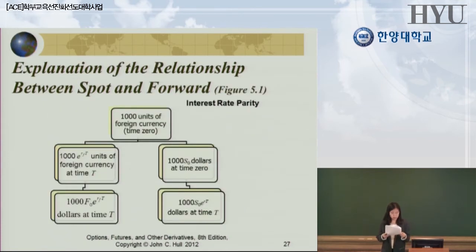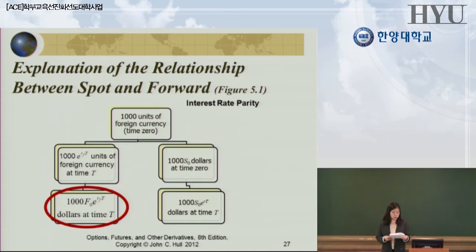This figure illustrates interest rate parity. Suppose that an individual starts with 1,000 units of foreign currency. There are two ways it can be converted to dollars at time T. One is investing it for T years at the foreign risk-free rate and entering into a forward contract to sell proceeds for dollars at time T.